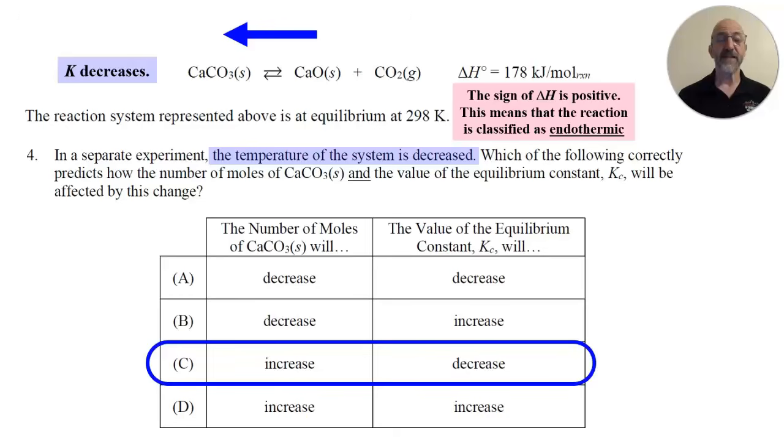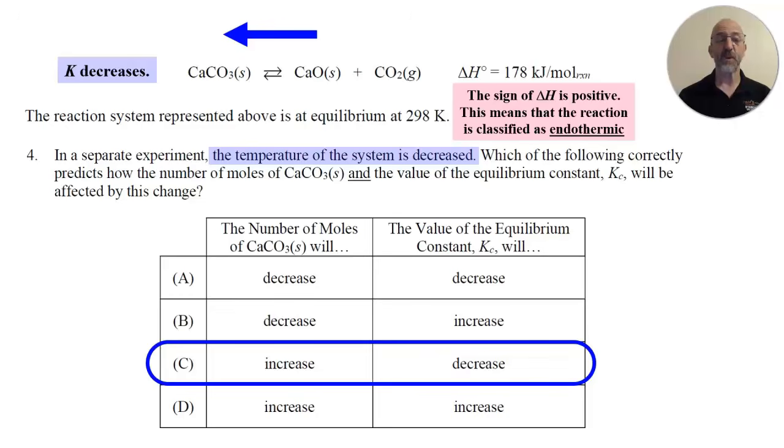The temperature of the system is decreased, and the reaction is classified as endothermic. There will be a shift from right to left, and that causes the value of K to decrease. And since calcium carbonate is a reactant, the number of moles of calcium carbonate will increase. All right, hopefully that explanation made sense. We have now completed the set of questions 2 through 4.